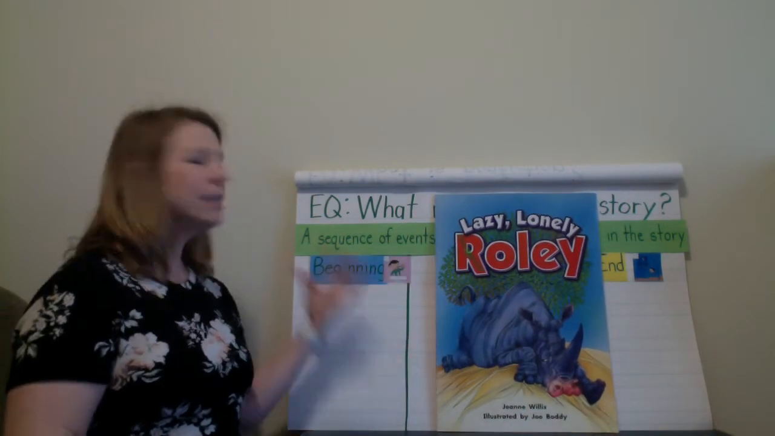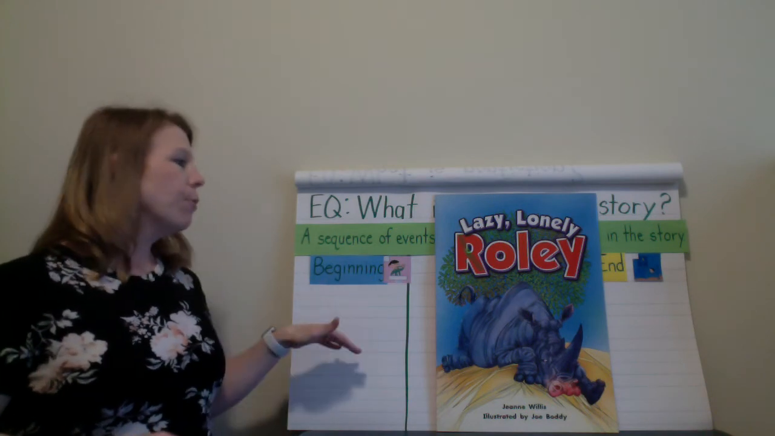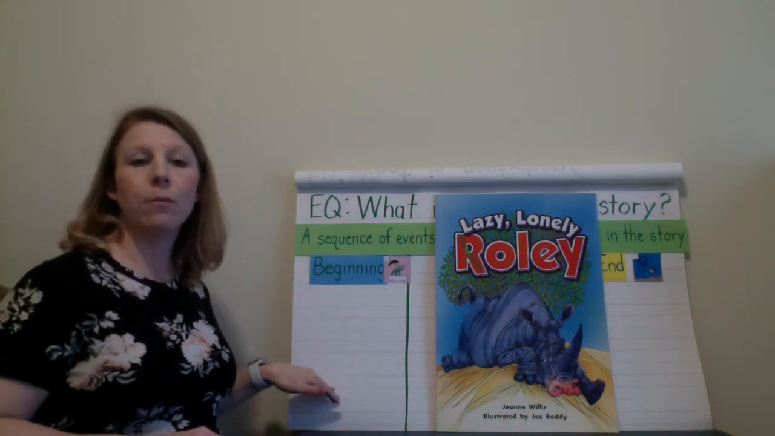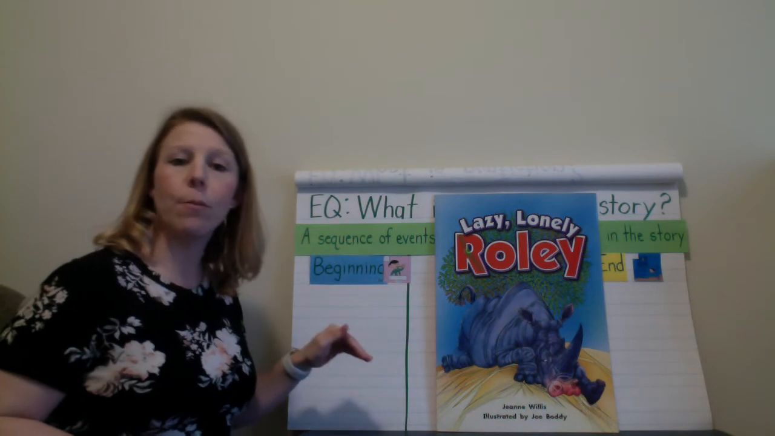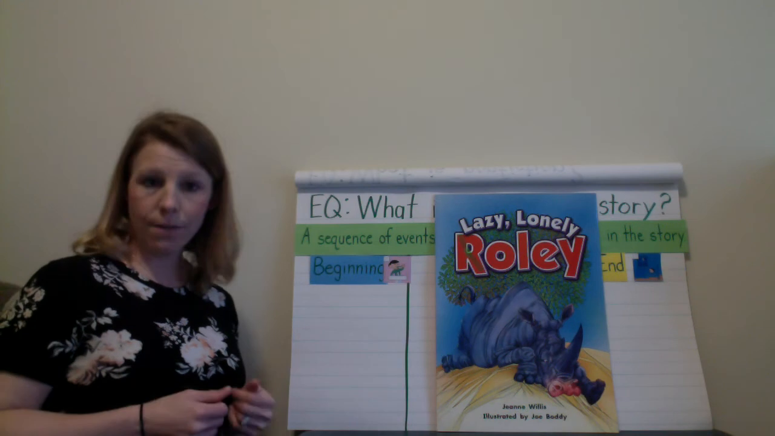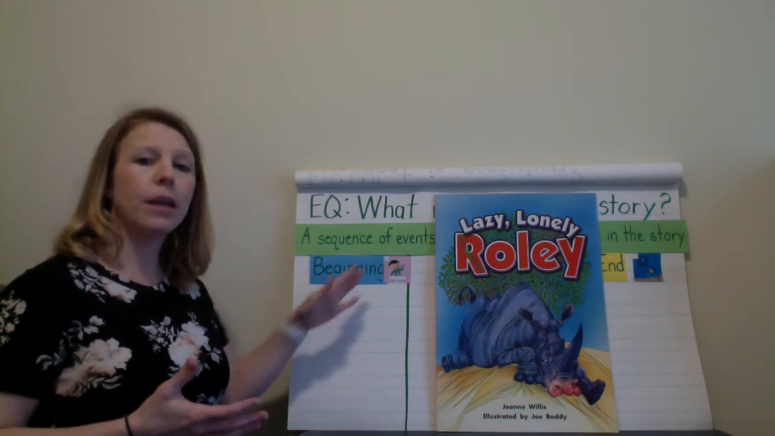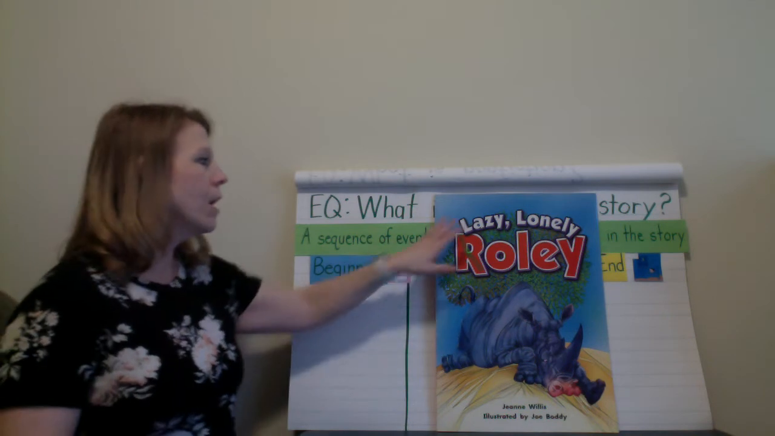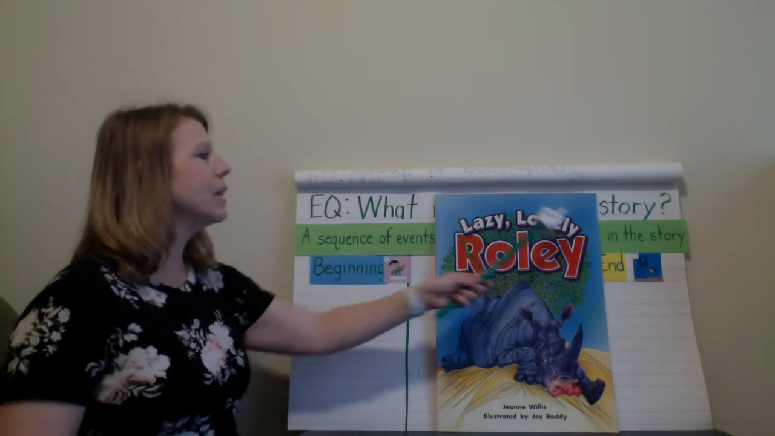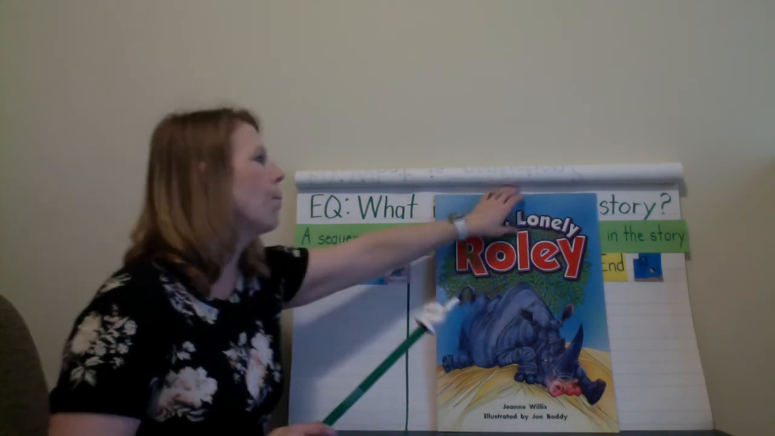And we're going to just listen to the story as Mrs. Malloy reads it. And we're going to go through and pick out something that happened from the beginning, something that happened from the middle, and something that happened from the end. And that will be the plot of our story. The events that happened in our story happened from the beginning, middle, and end. So our title is Lazy, Lonely Rolly. It's by Jean Willis, illustrated by Joe Body.